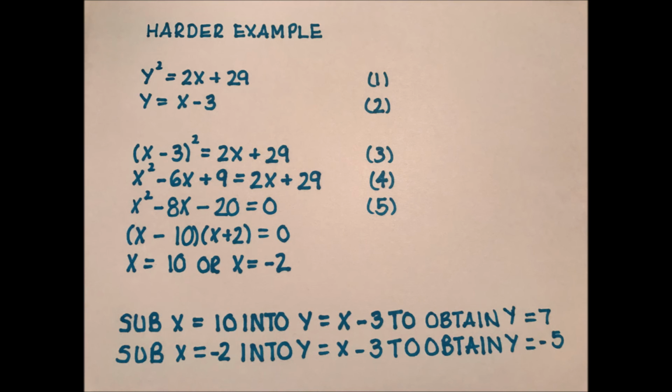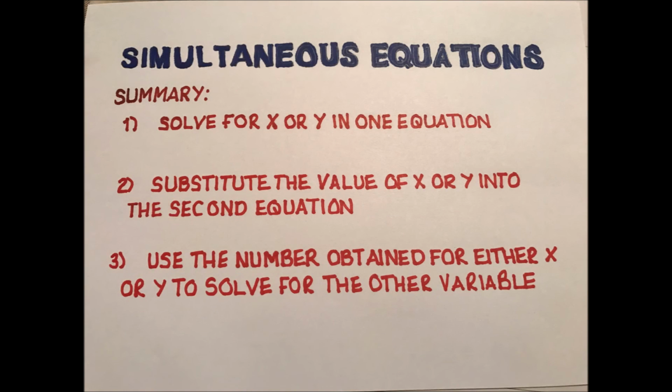We substitute these values of x into equation 2, as this is the simpler equation, to obtain y equal to 7 and y equal to minus 5. So, to conclude, the main steps to solve a system of linear equations are: always start by solving for either x or y in either equation. Then, once a value for x or y is found, substitute this value into the second equation and solve.